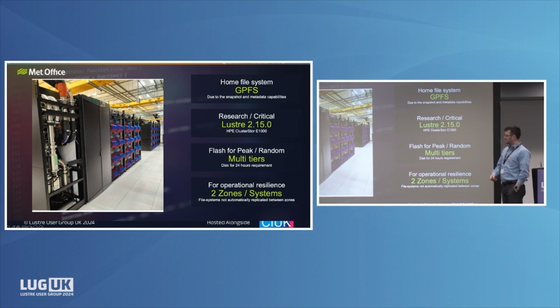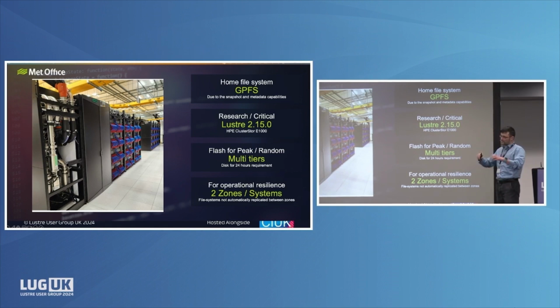As hardware itself, we got a multi-tier system, as we were kind of expecting since the requirement. So we have a flash tier or a flash pool. We're using pools for Lustre, called flash and disk, just to keep it simple. And this was done for the peak bandwidth and for the random requirement. And then we have disk for the 24 hours requirement. Everything by default is written in the flash pool.